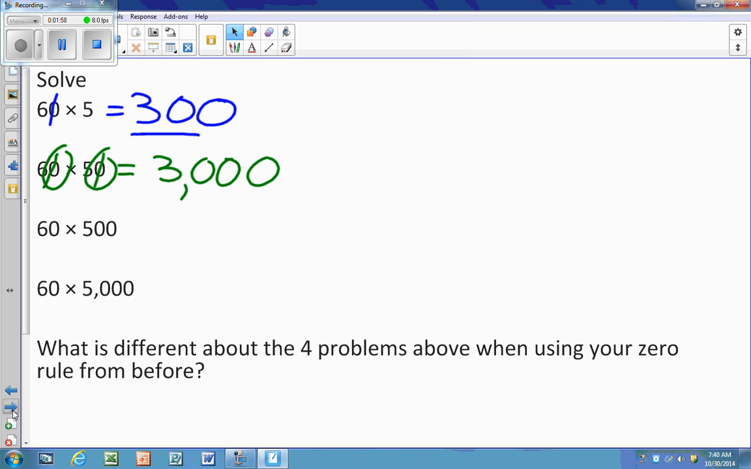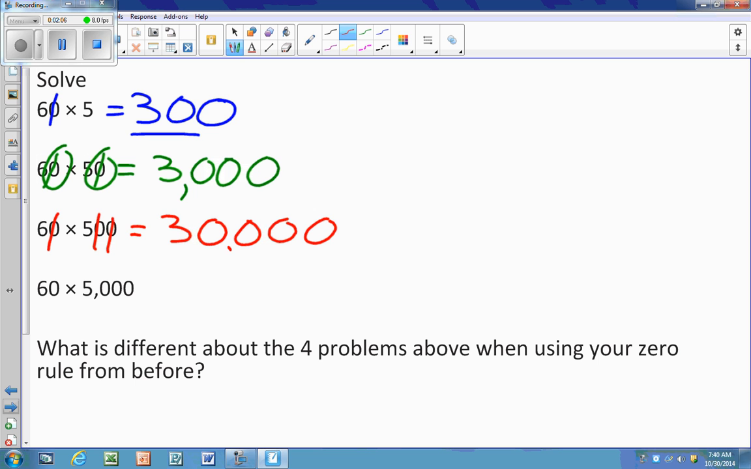Once again, we do it again the same way. Cross out the zeros. 5 times 6 is 30. And we put 1, 2, 3 zeros back in. And on the last one, 5 times 6 is 30, because I'm crossing out all my zeros. And then I put back in 1, 2, 3, 4 zeros.